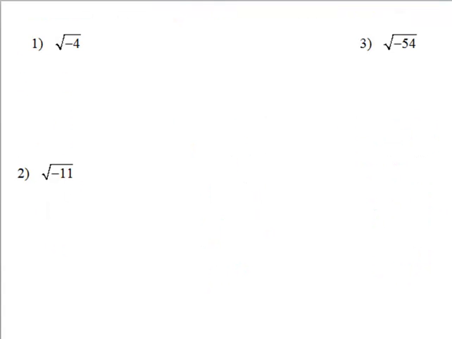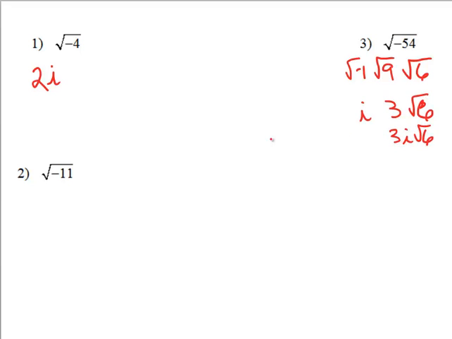Here's a few more. Here again I have the negative, so it's going to be i, and the square root of 4 is 2. Here that's the same as the square root of negative 1 times the square root of 9 times the square root of 6. So that's i, and that's 3, and that's the square root of 6. So 3i root 6.